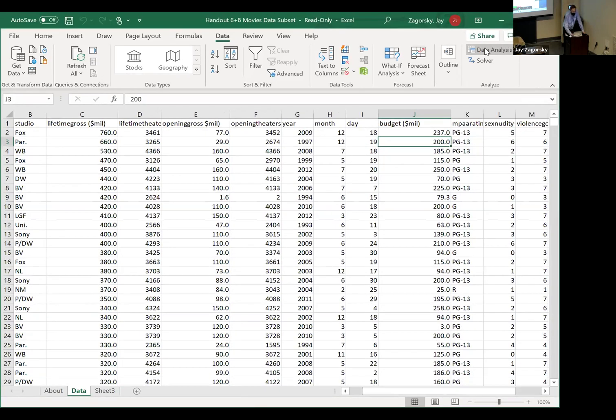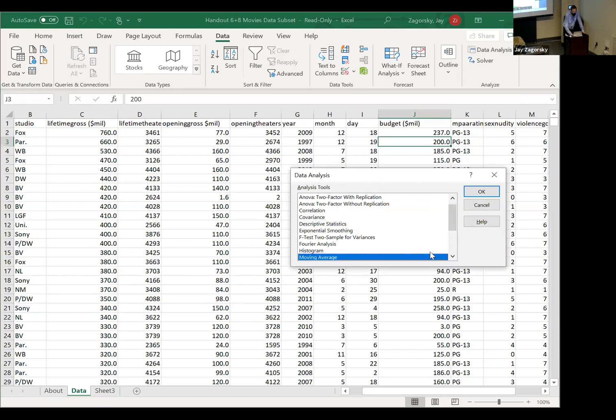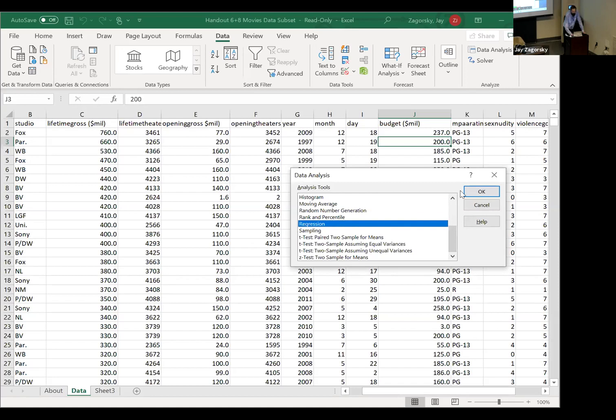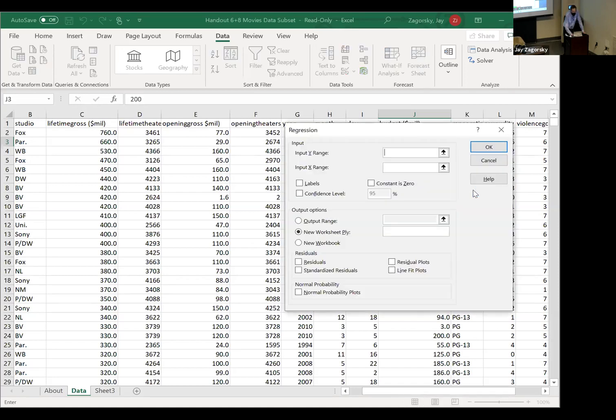Data analysis, regression. We'll pick OK. And how do we know the X and how do we know the Y range? The Y variable is always the thing on the left-hand side of the equation. Let me stop sharing for 1 second and bring back up the class website.